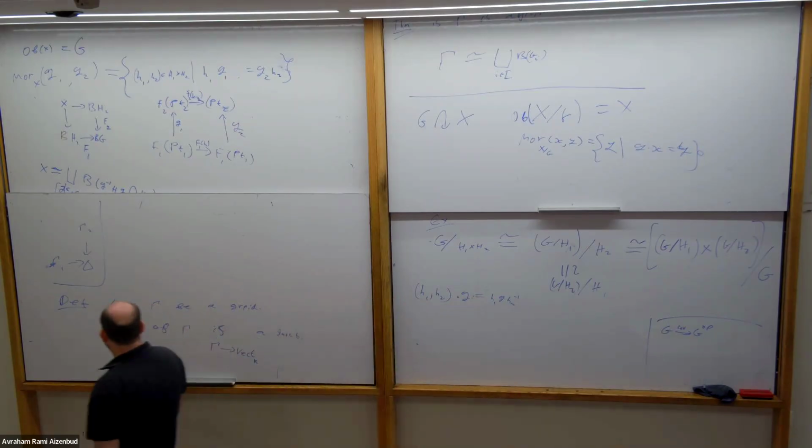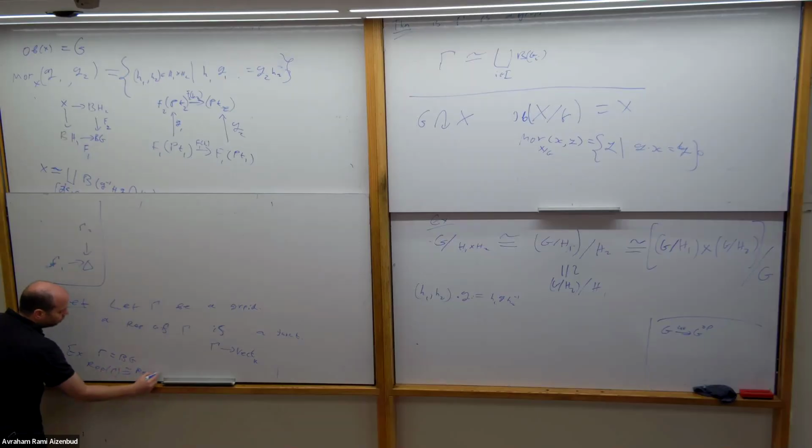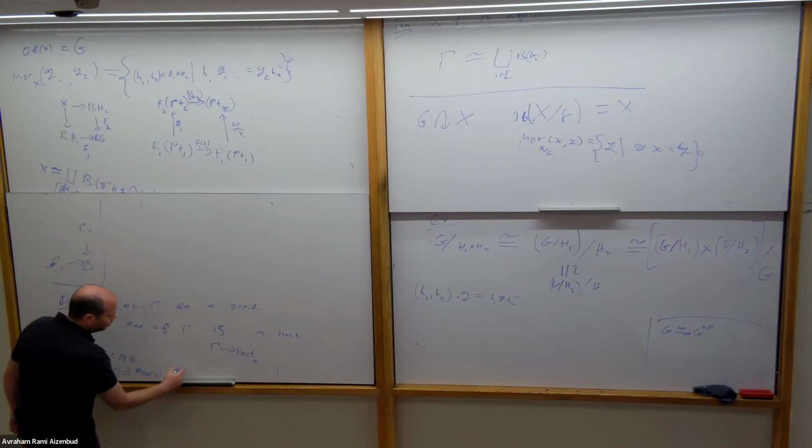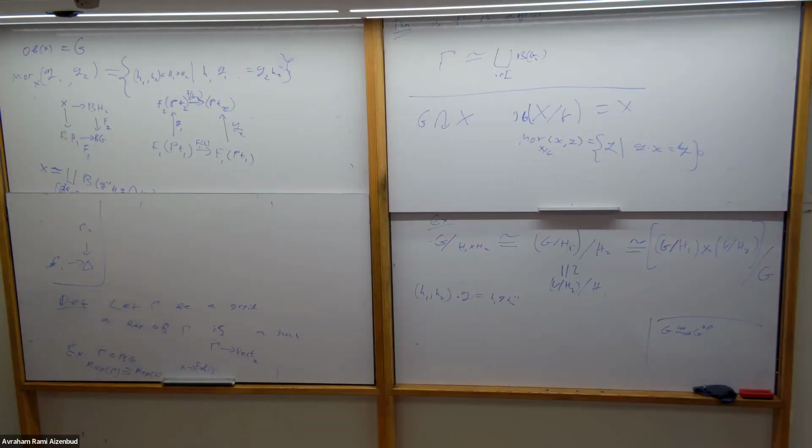For example, gamma equals BG. Then a representation of gamma is equivalent to G, meaning an action of the group G on a vector space.